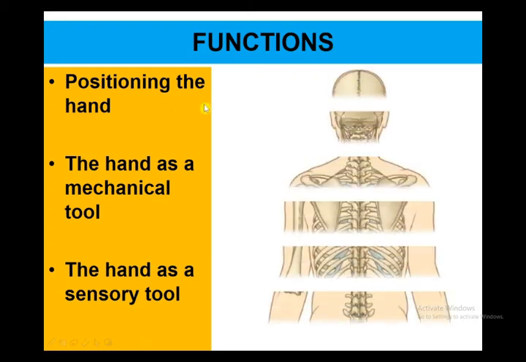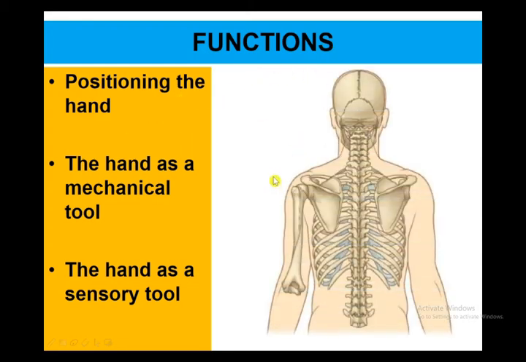Functions. Upper limb functions: positioning the hand in the air. The hand as a mechanical tool. We can perform a lot of functions with it. And the hand as a sensor tool. We also feel.